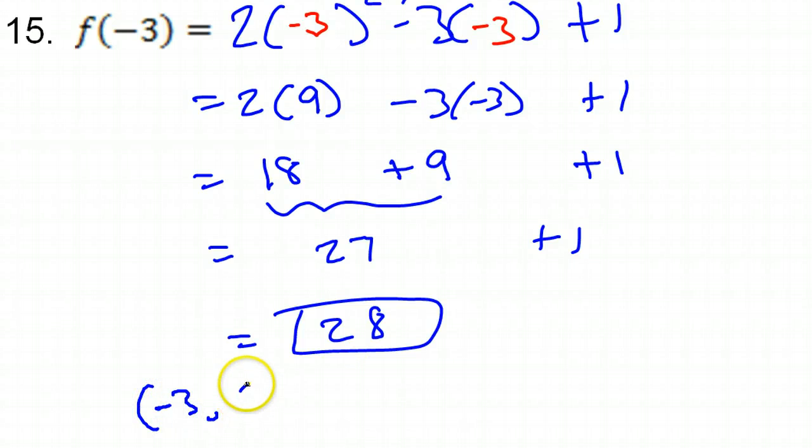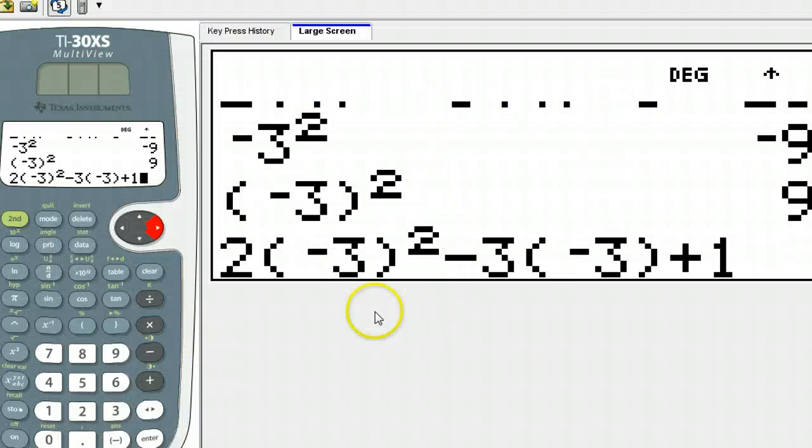All right, so one more time. F of 2. So again, this is 2x squared minus 3x plus 1.